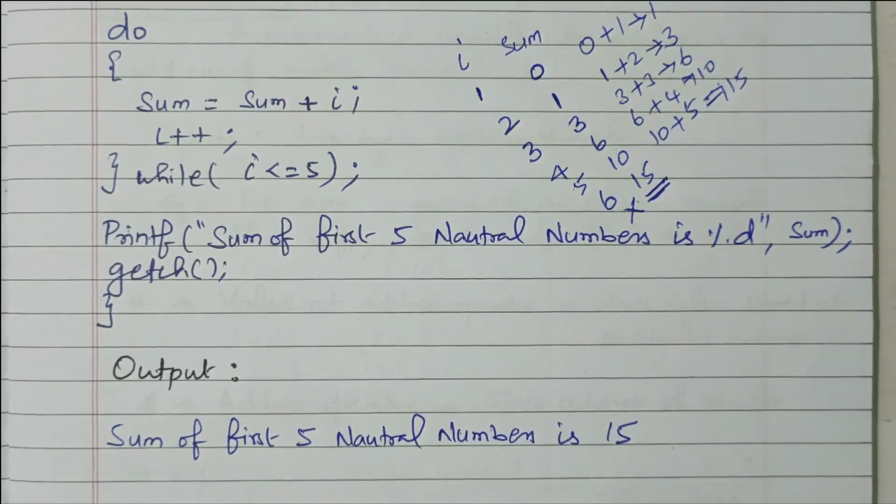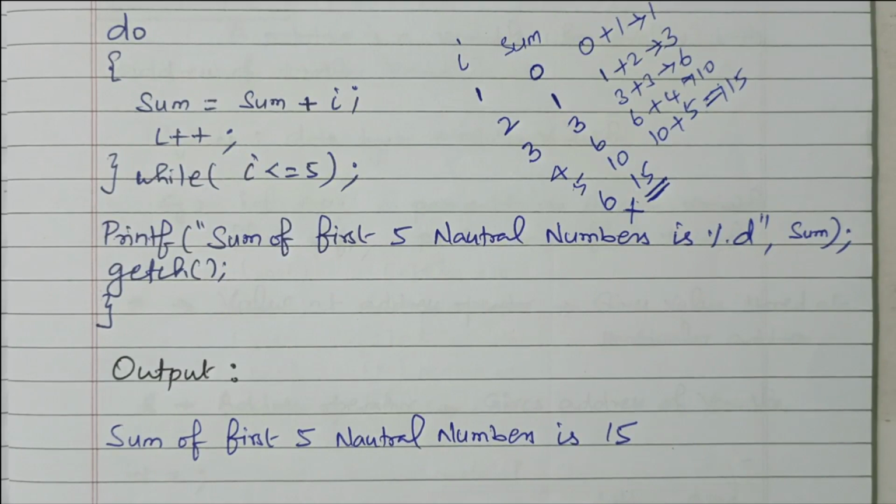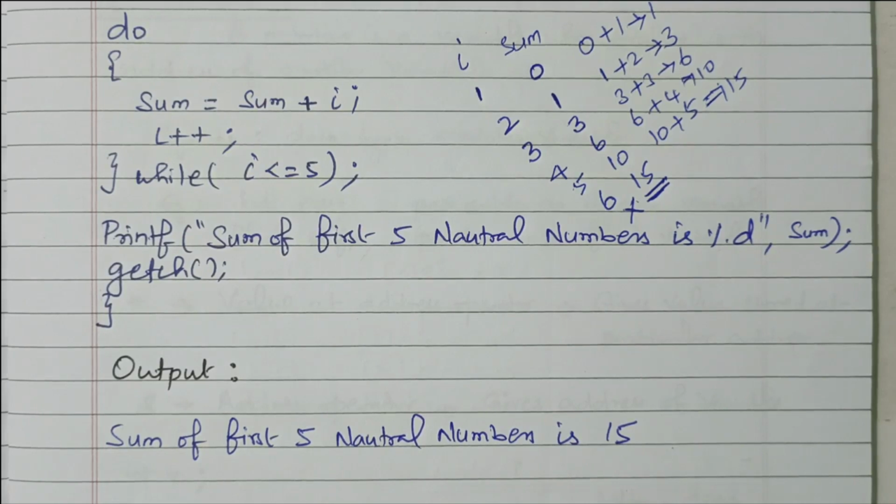So in this video, we discussed what is the while statement, and how it differs from the do while statement. While statement is entry level checking. Do statement means exit level checking. For both the cases, we discussed the sum of first 5 natural numbers using while loop as well as do while loop.